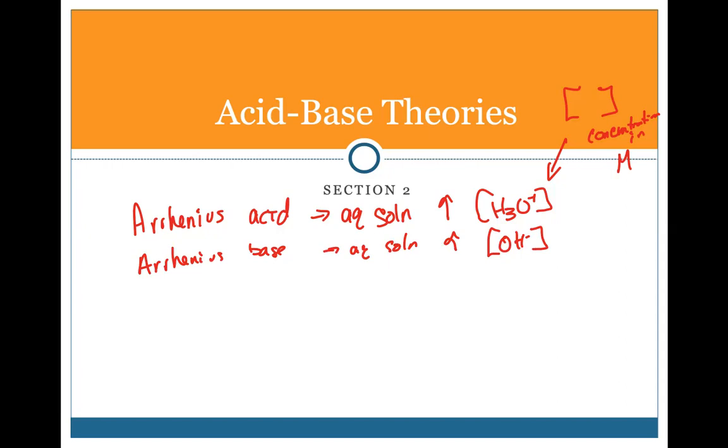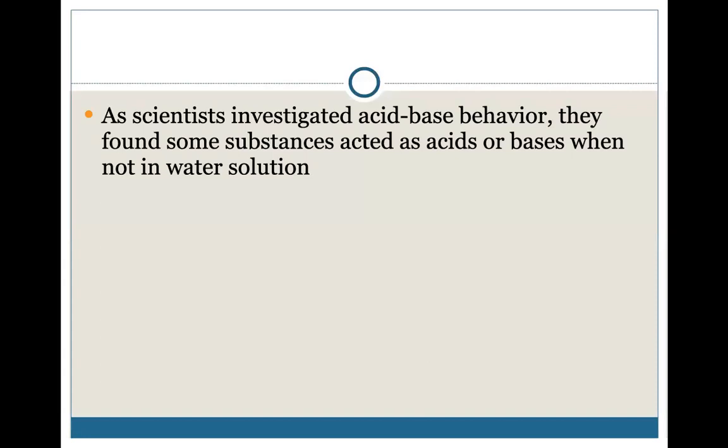Now today, I'm going to go through the other 2 definitions of acid and base, and then we can start to look at how we define acids and bases based on reactions and what's happening. So after Arrhenius, scientists were investigating acid-base behavior, and they found that some substances acted as acids or bases when not in an aqueous solution. So if that's the case, then Arrhenius's definition is not accurate enough.